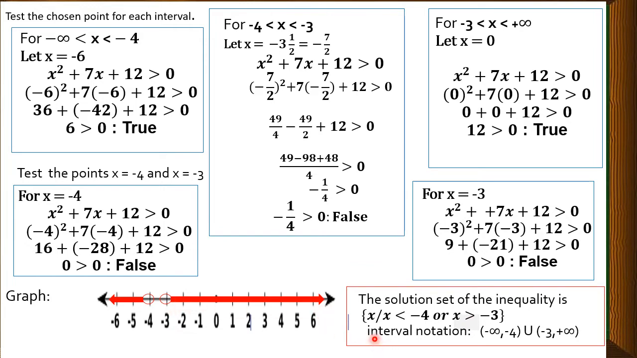In interval notation, it is written as negative infinity, then -4, meaning -4 is excluded. That is why we use the parentheses. Union, -3 up to positive infinity.